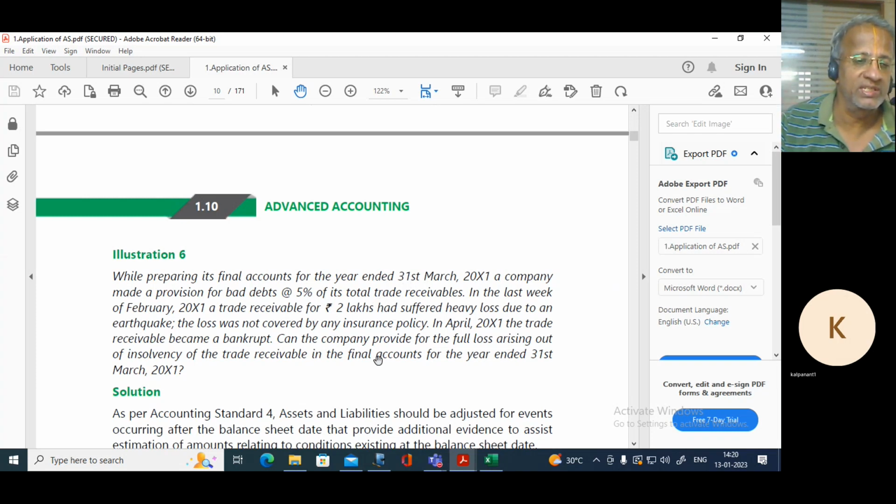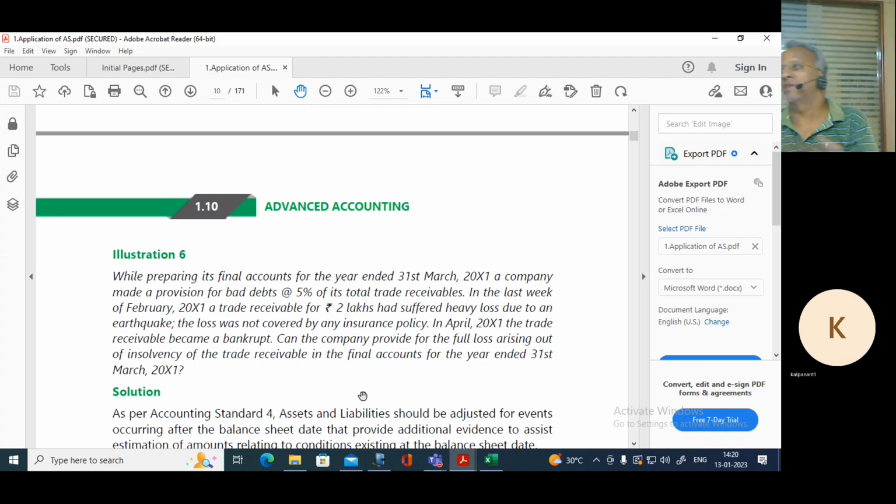Next, question number 6. While preparing its final accounts for the year ending 31st of March, a company made a provision at the rate of 5% on receivable. Last week of February, a trade receivable had suffered heavy loss due to earthquake. The loss was not covered by insurance policy. In April, the trade receivable became bankrupt. Can the company provide for full loss arising out of insolvency? Answer to the question is yes.